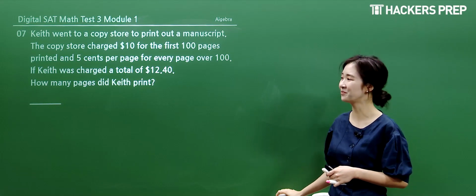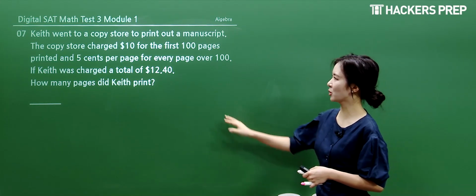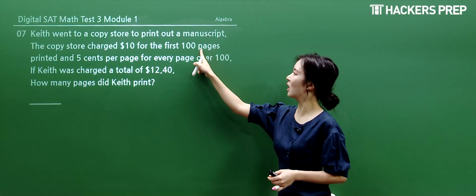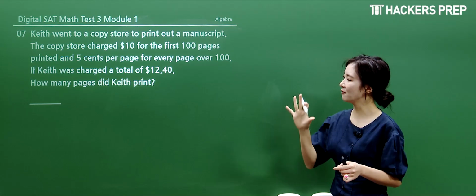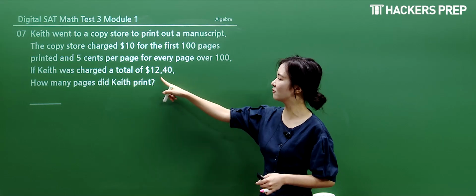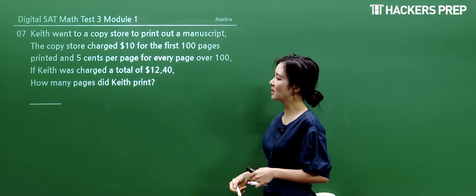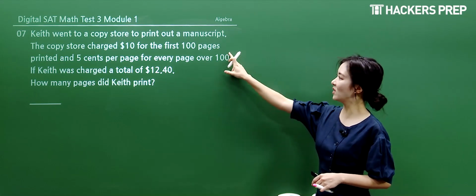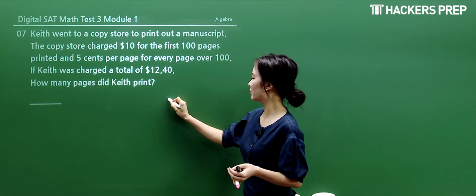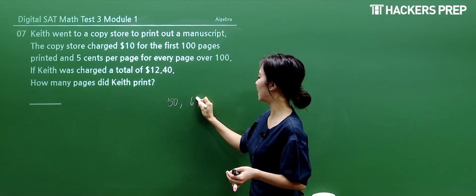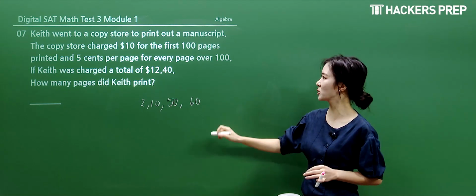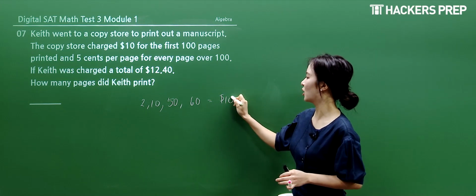Okay, question 7. Keith went to a copy store to print out a manuscript. The copy store charged $10 for the first 100 pages printed and 5 cents per page for every page over 100. If Keith was charged a total of $12.40, how many pages did Keith print? What this is saying is that for the first 100 pages, whether Keith prints 50 pages or 60 pages or even 2 or 10 pages, he's going to be charged $10 no matter what.